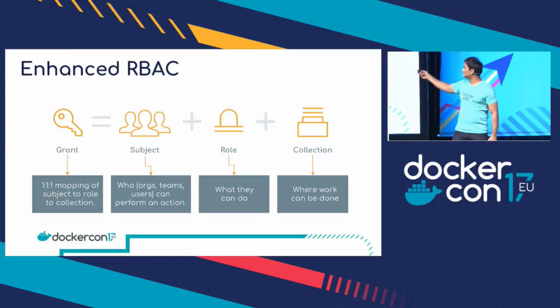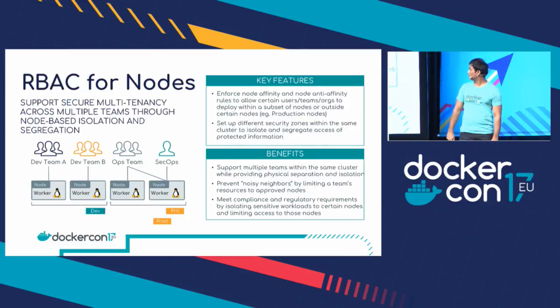So that could be the role which you assign, which could be a scheduler role, or it could be read-only, read-write, all those roles that you want to assign over there. And all that translates to what is called a grant. So a grant is a one-to-one mapping of a subject to a role to a collection. Who can do what, where. That's the whole mapping, and we'll walk through that in the demo as well.